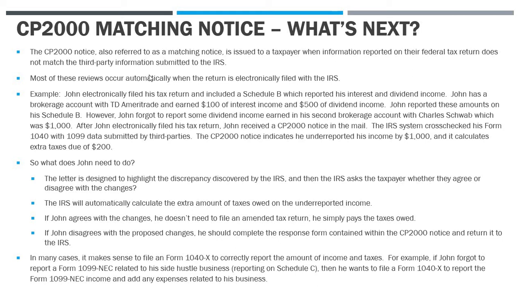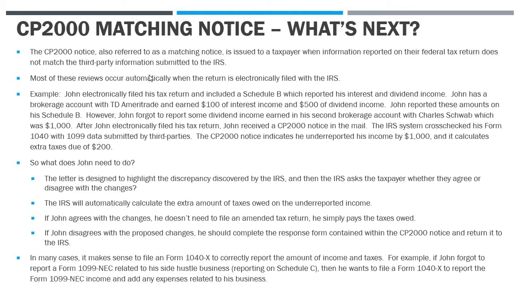Hey there, YouTube. So in this video, I wanted to cover the IRS CP2000 matching notice. That's what it's commonly referred to. So these notices go out, they're generally automatic when a taxpayer does something on their return that the IRS basically disagrees with because it contradicts what's in their system.